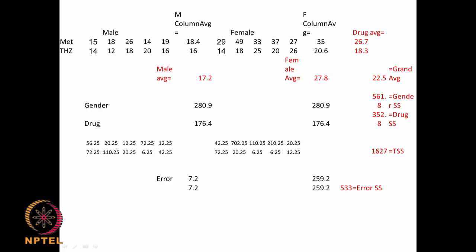So, you know how to do total sum of squares, you know how to do drug sum of squares, you know how to do gender sum of squares. Now, error, how do you get the error sum of squares? Okay. So, this is 18.4, that is the column average. Now, this is 17.2, the overall average. 17.2 minus 18.4 square, multiplied by 5, because there are 5 data points here. That is called the error sum of squares.